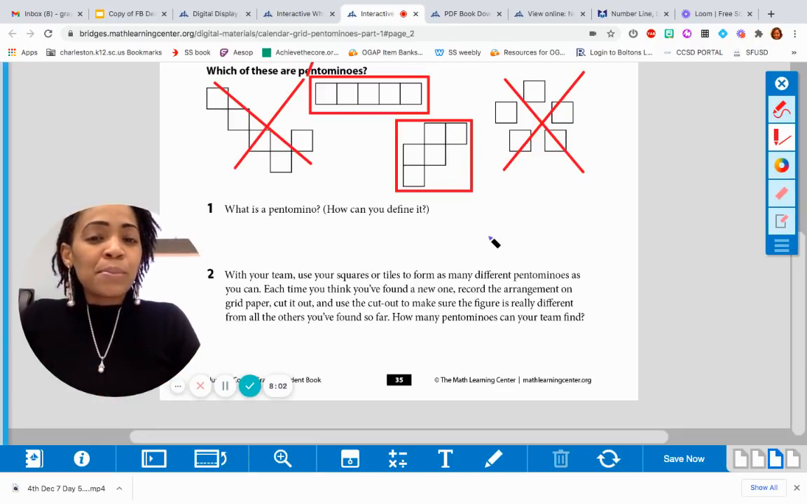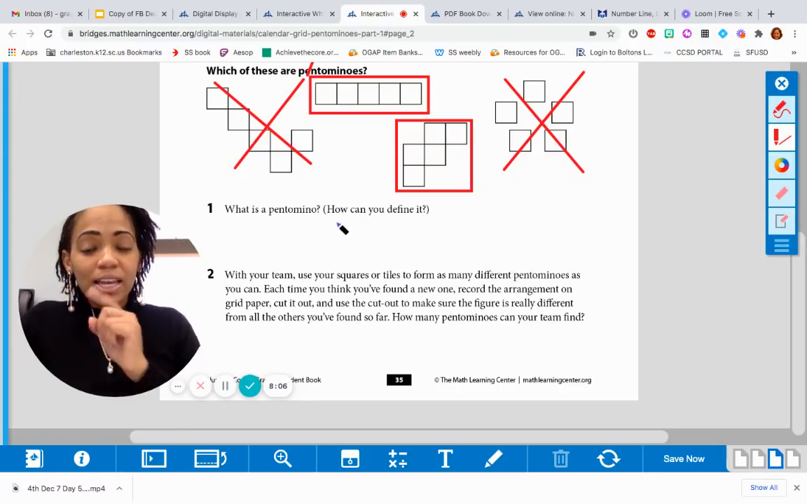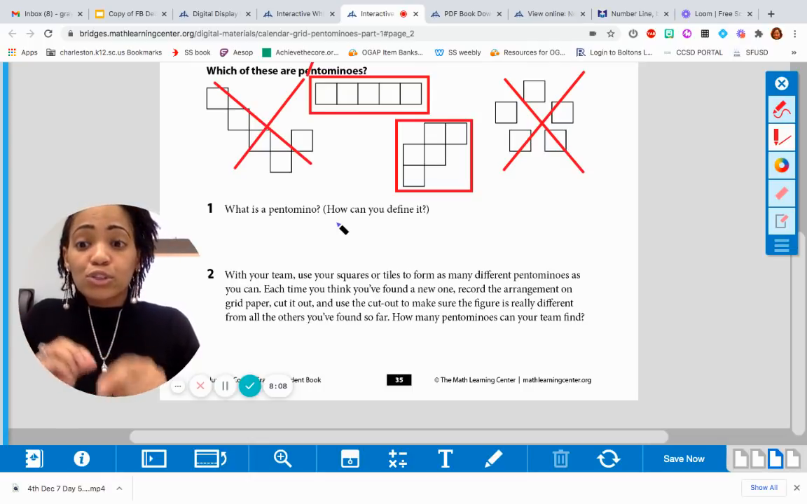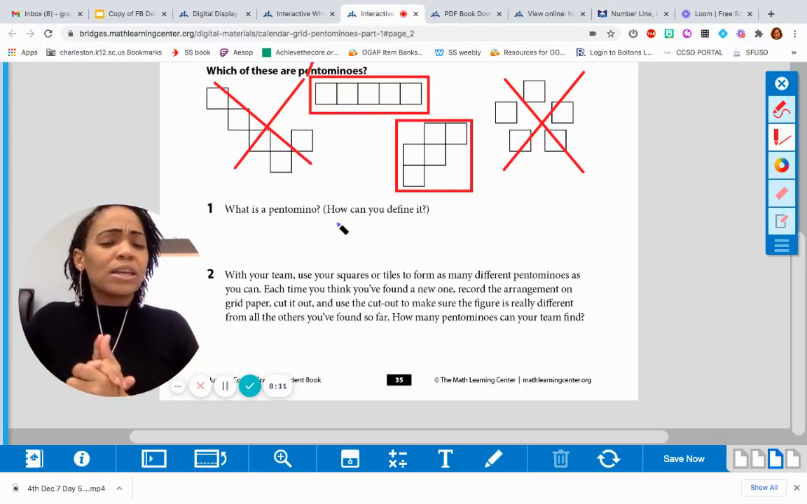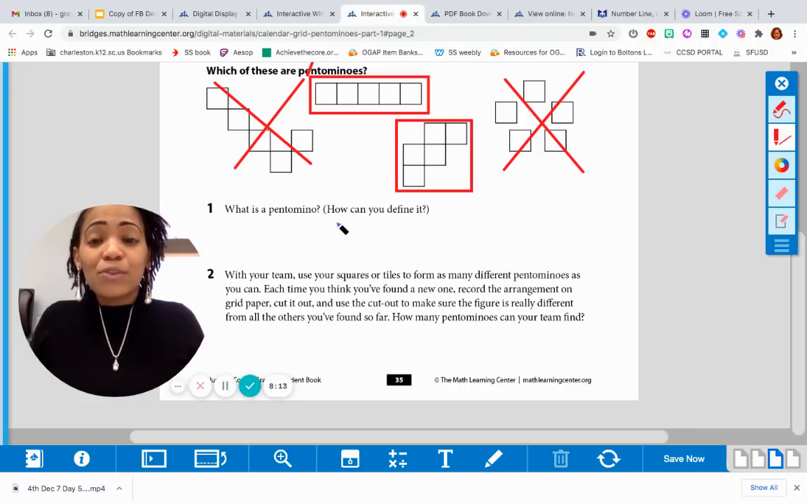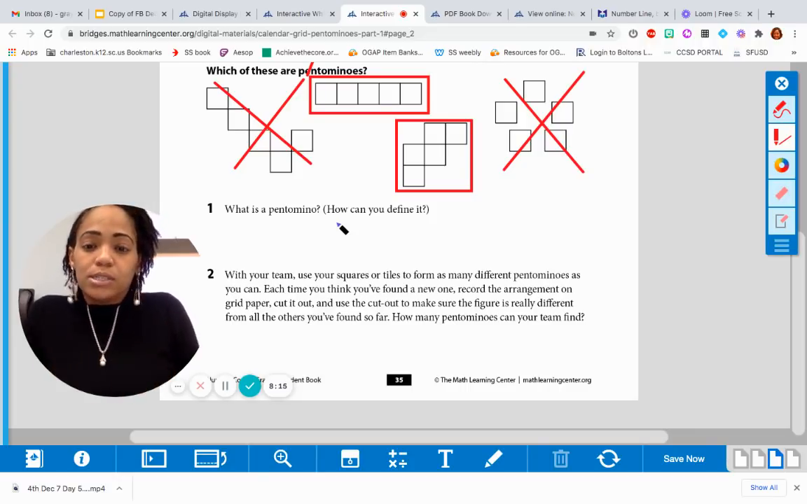So I want to see if you remember what we said about a pentomino, and I want you to write your definition of a pentomino in your Number Corner journal right now. See if you can recall what we just talked about, or if you can put it in your own words.